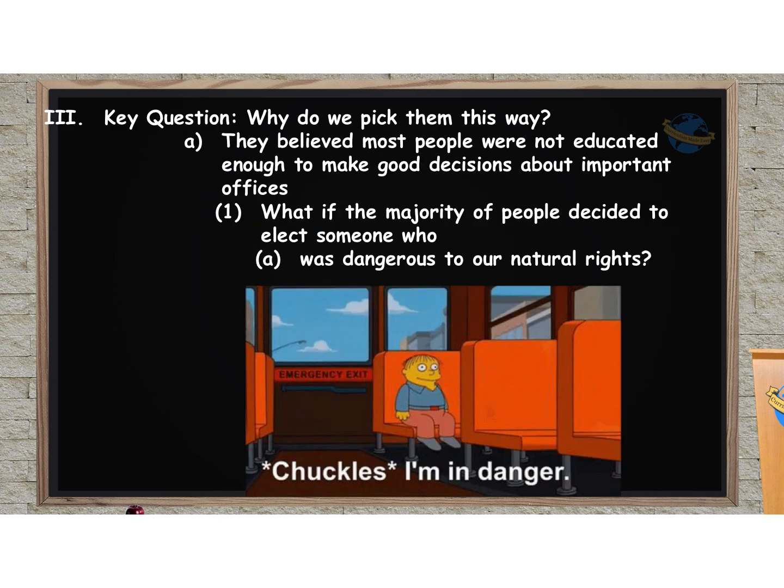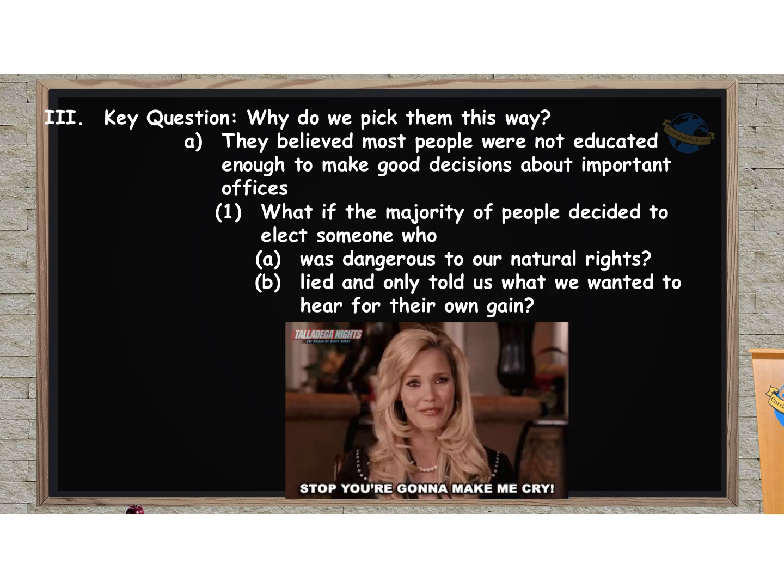For instance, what would happen if the majority of people in the country wanted to vote for someone who was dangerous to our natural rights? Or what if someone just lied to us, telling us only what we wanted to hear for their own gain, and if the majority of people believed that, they would elect that person, who could then go on to, well, use the laws to benefit themselves and hurt the rest of us?